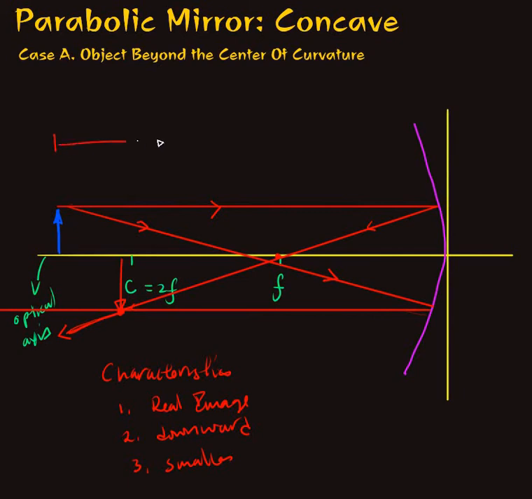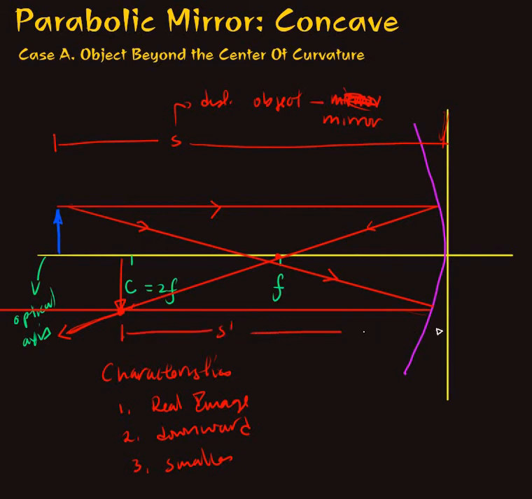For example, the distance between the object and the mirror. Assuming that the mirror is like a vertical line here, that's what I put here, it's called S. S is the distance between object and mirror. S prime is this distance, the distance between image and mirror. So this is S prime, the distance between image and mirror.